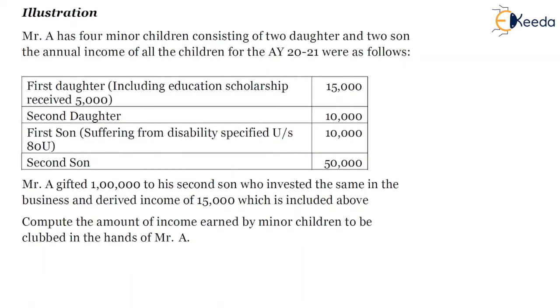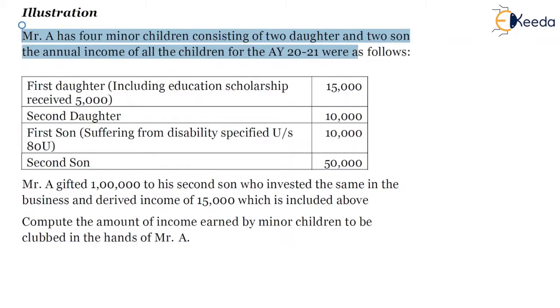Now, friends, the next illustration. Mr. A has 4 minor children consisting of 2 daughters and 2 sons. The annual income of all the children for assessment year 2021 were as follows. First daughter, including education scholarship, received 5,000. Friends, education scholarship will be exempt under section 10. And accordingly, 5,000 won't be taxable.